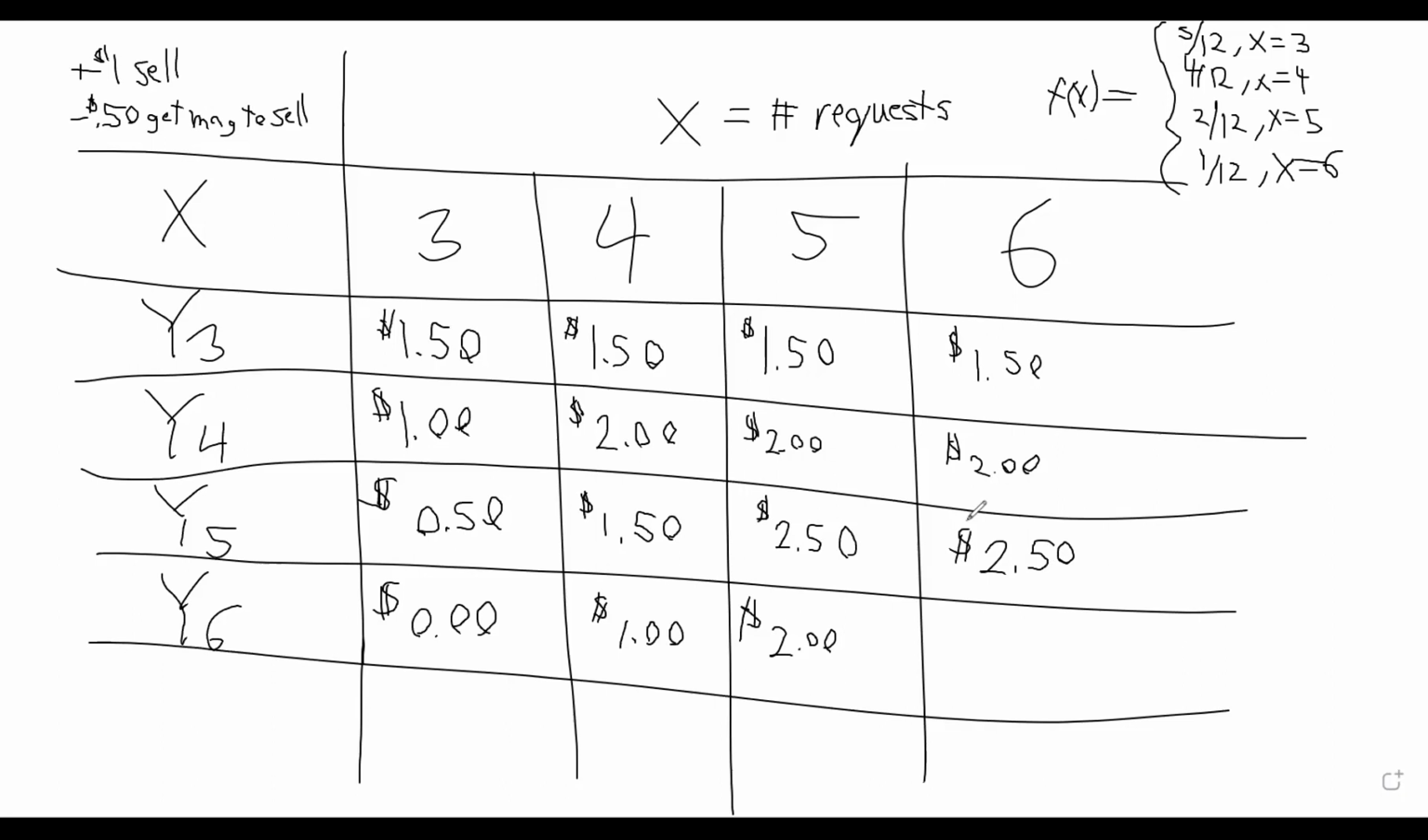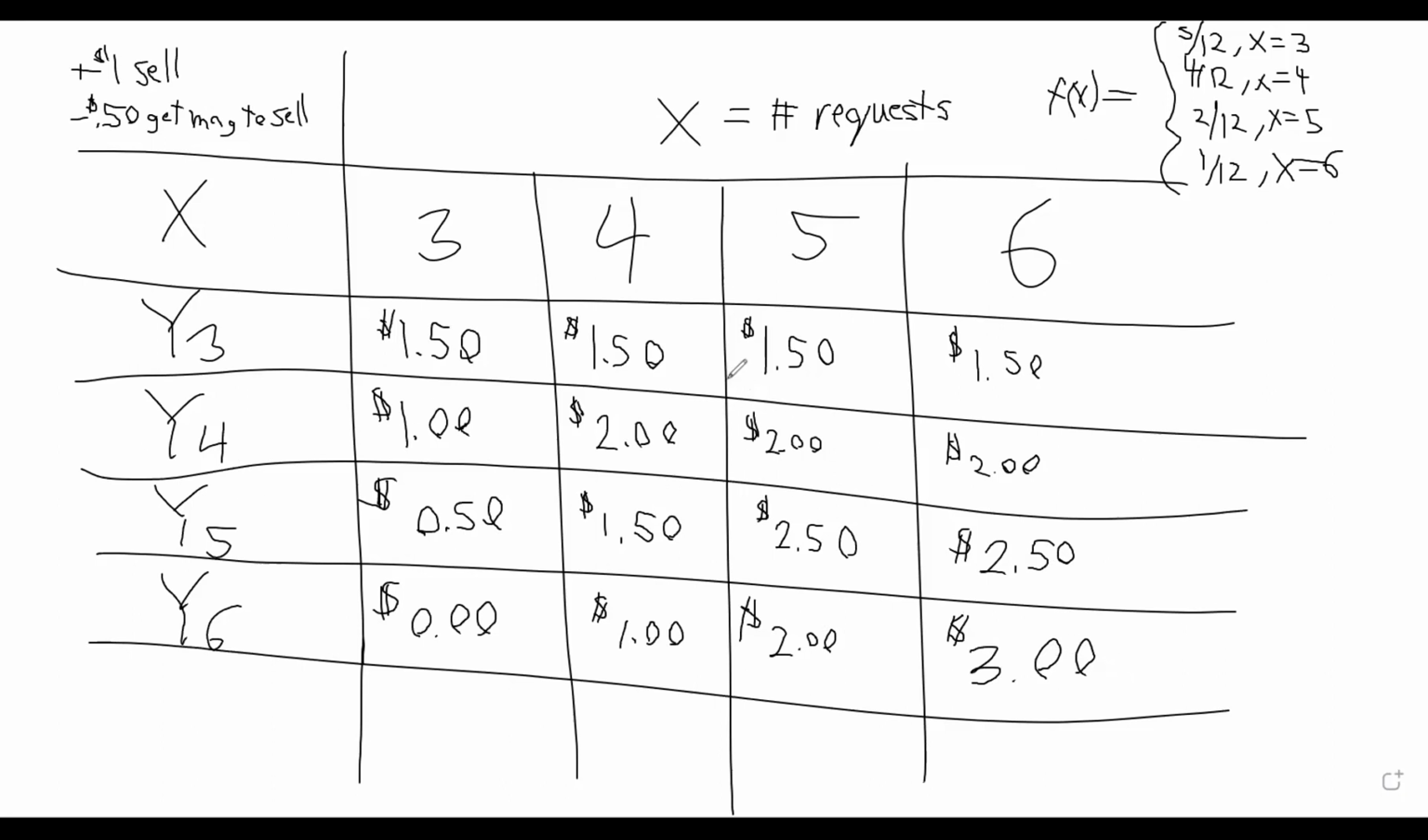But if he bought 6 magazines in advance, it would cost him $3. And if he sold all 6, then he would make $6, and so that would give him a gain of $3. Okay. And so in this scenario, there is no way he'd lose money. You see, in every possibility, the worst case scenario is that he breaks even. But in y sub 6, you get the best case scenario that he makes a total of $3.